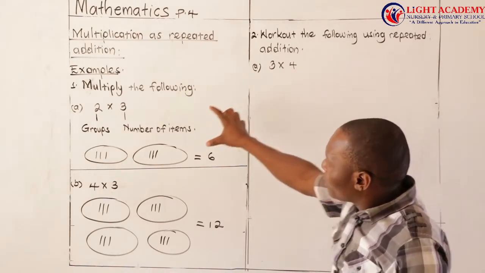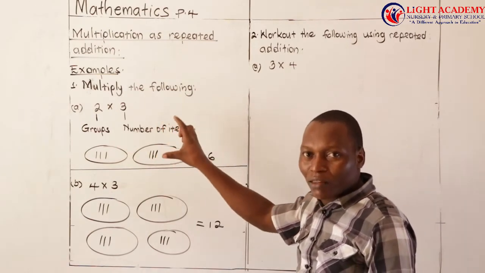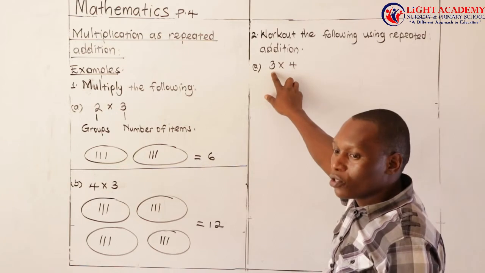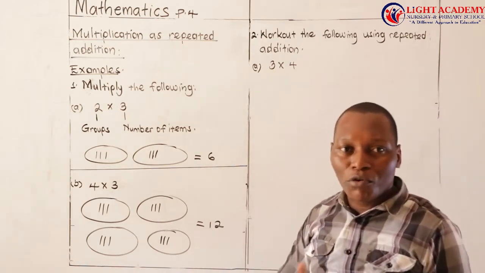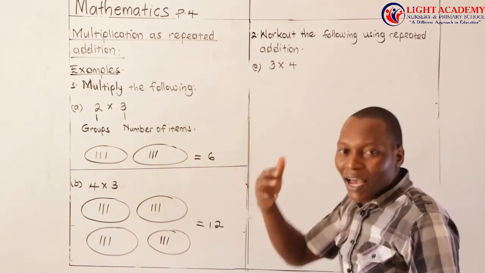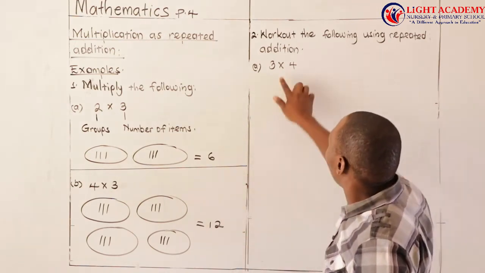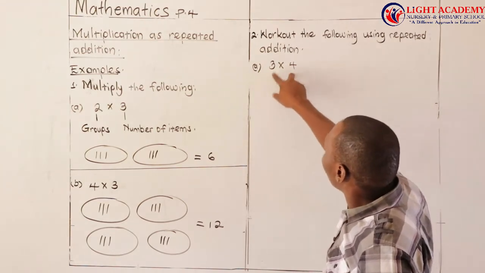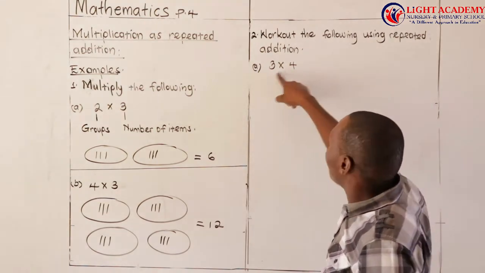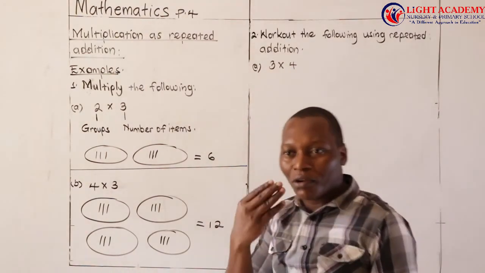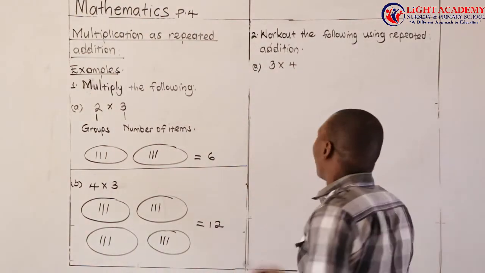We need to use the idea we got from primary 2 and primary 3. Meaning the first number talks about the number of groups I must use. Then the second number talks about the items I must count. So 3 times 4 or 3 multiplied by 4, this one means I'm having 3 groups, but in each group I'm having 4. Meaning 4 is repeated for 3 times by addition.